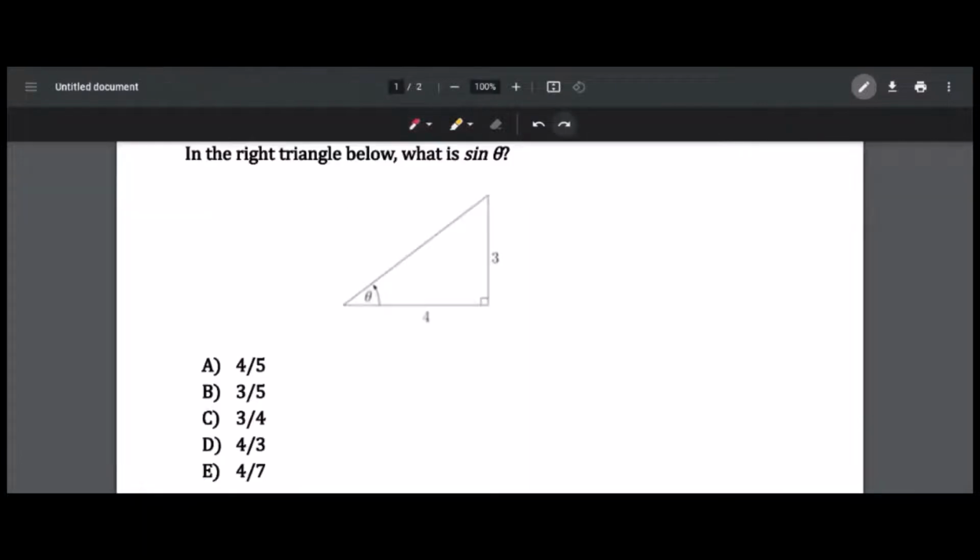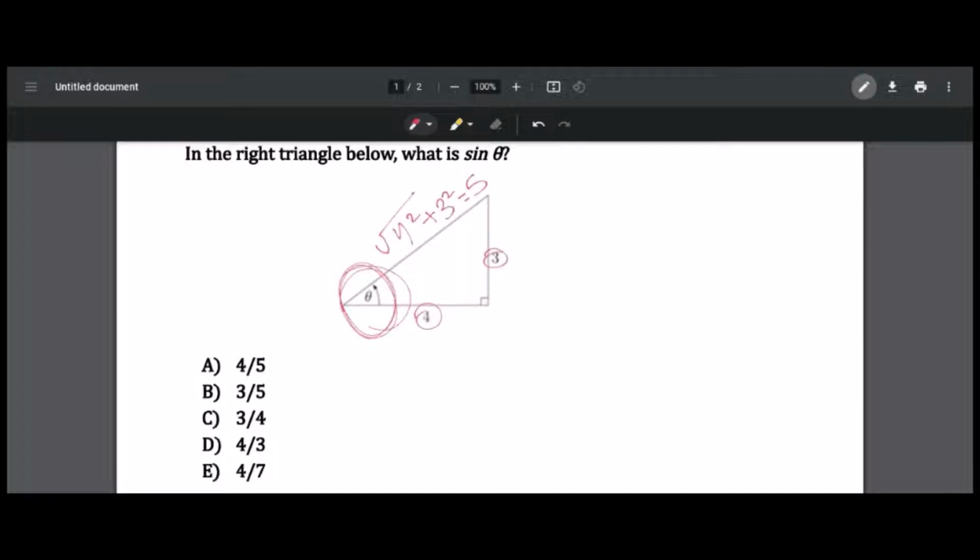Today we want to solve EmSAT questions. First, we read the question, then we solve. In the right triangle below, what is the sine of the angle? We want to find the sine of the angle. They give us a 3 and 4, but we don't know the hypotenuse. To find the hypotenuse, we take 4 to the power of 2 plus 3 to the power of 2, which equals 25, and the square root is 5.